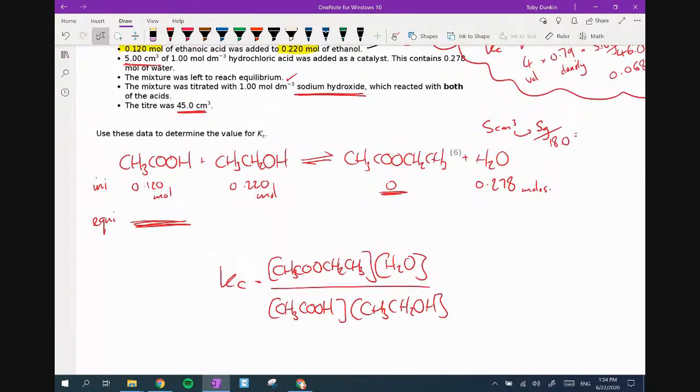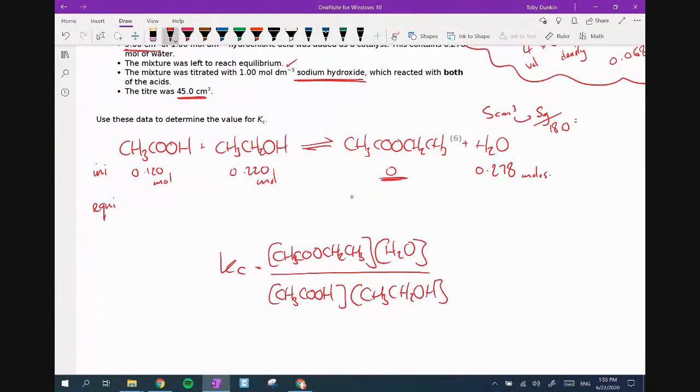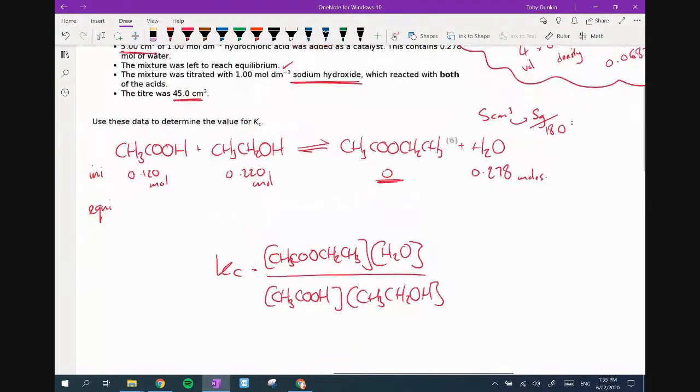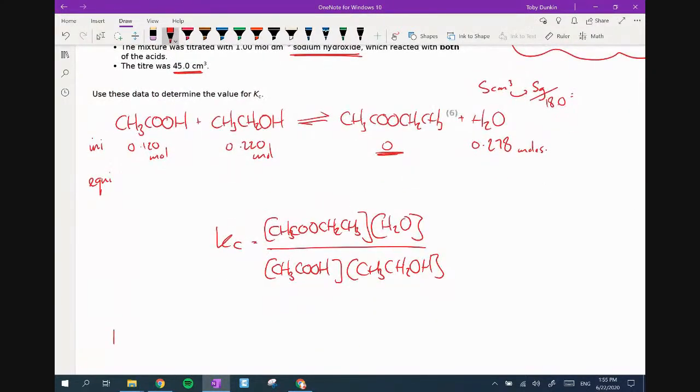You can still titrate samples, by the way. You just have to be really fast with them. It's really tricky. Now, the question says the mixture was titrated. They haven't bothered taking a sample, they're just titrating the whole thing, and they've given us the sodium hydroxide. So this is where our calculation actually starts.